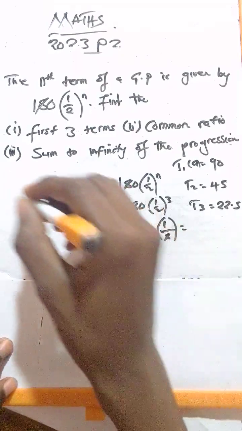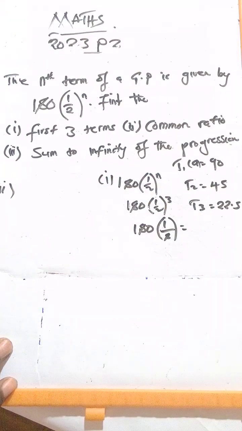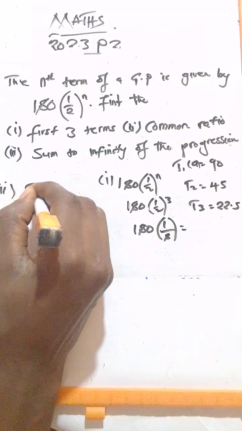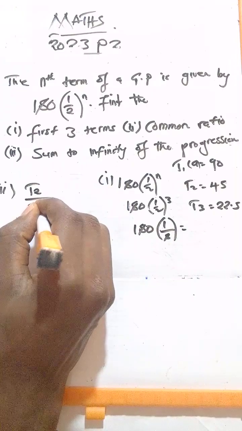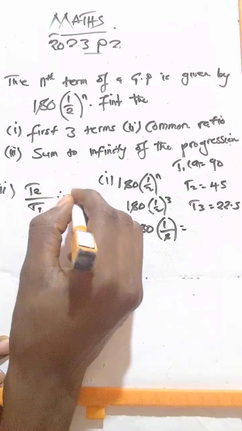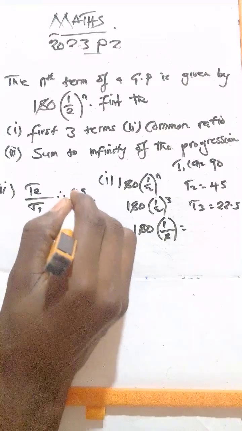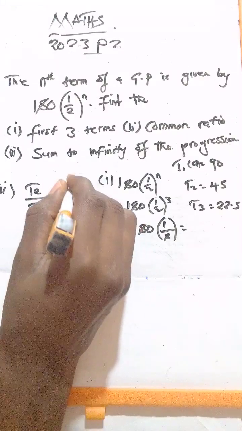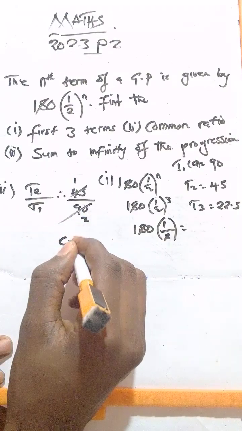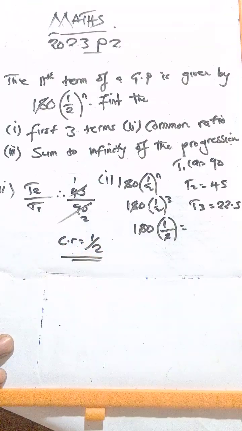Then 2, this was 1. Now for us to answer 2, we'll say common ratio is term number 2 over term number 1, or term number 3 over term number 2. Therefore, term number 2, we have 45. Term number 1, we have 90. So 45 can go into 90. So 45 into 45 gives us 1, 45 into 90 gives us 2. Therefore, the common ratio is equivalent to 1 over 2. That is it.